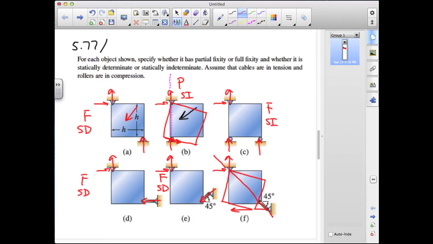So just as in case B, we have a situation where we have the ability to undergo rigid body rotation about the pin, but it's going to be a limited range of motion before finite deflection changes the nature of the problem and brings it back into balance. So this will also be one of partial fixity and statically indeterminate.